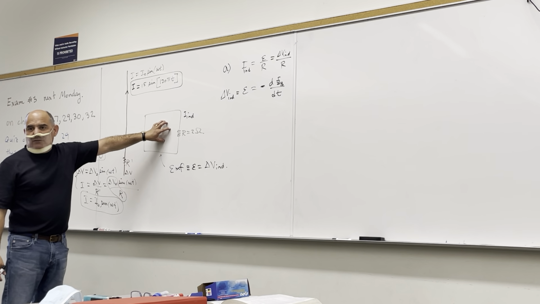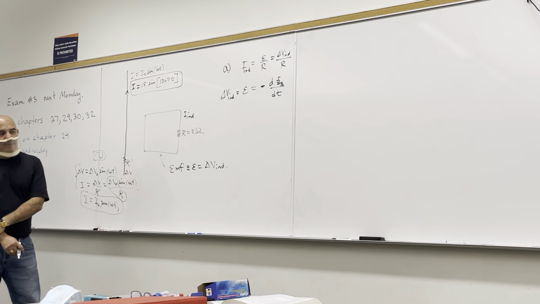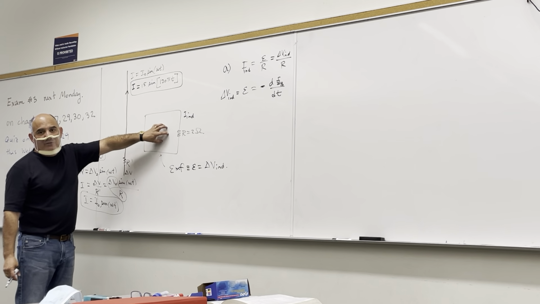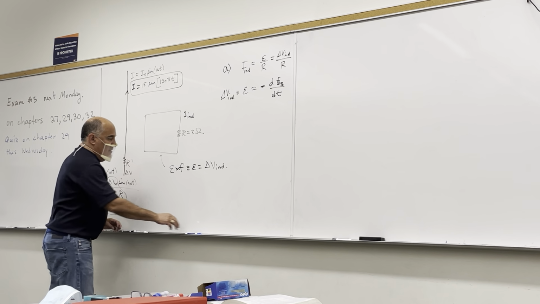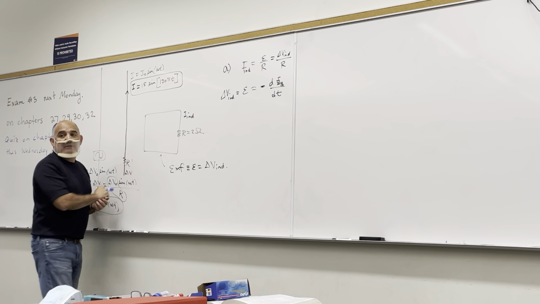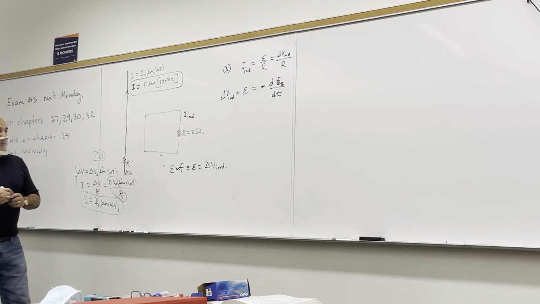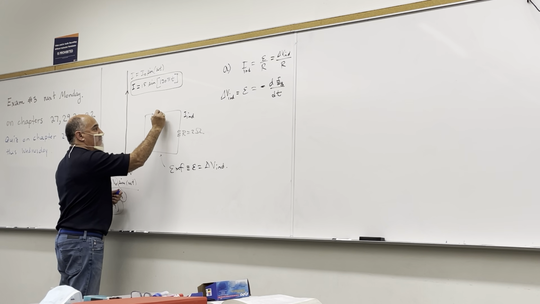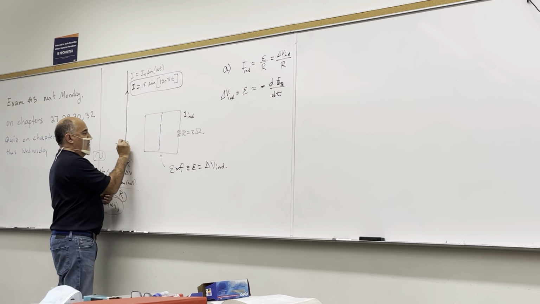what is the magnetic flux through this loop? How do I figure out the magnetic flux through this loop? Is the magnetic field the same everywhere? No, it's going to be changing, right? So what I need to do is figure out the magnetic field at some distance r, let's say at this distance r from the wire that's producing it.